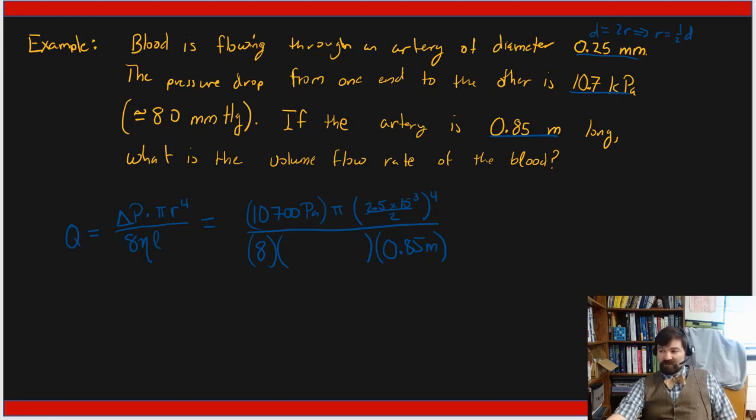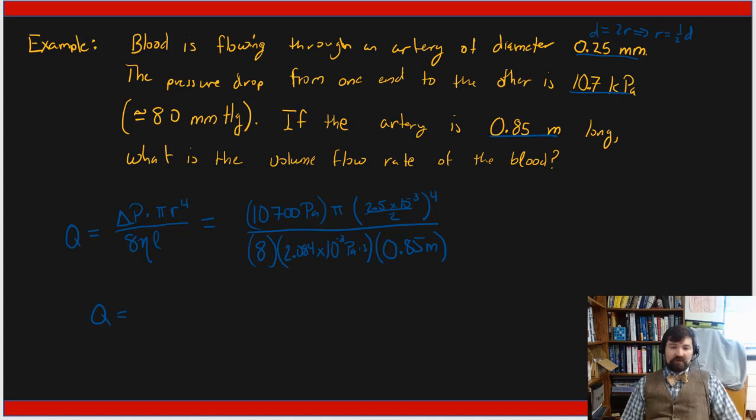So if we were to go look up the value of the viscosity, or coefficient of viscosity, for whole blood at 37 degrees C, that's basically normal body temperature, it has a coefficient of viscosity of roughly 2.084 millipascal seconds. So that's times 10 to the minus 3 pascal seconds.